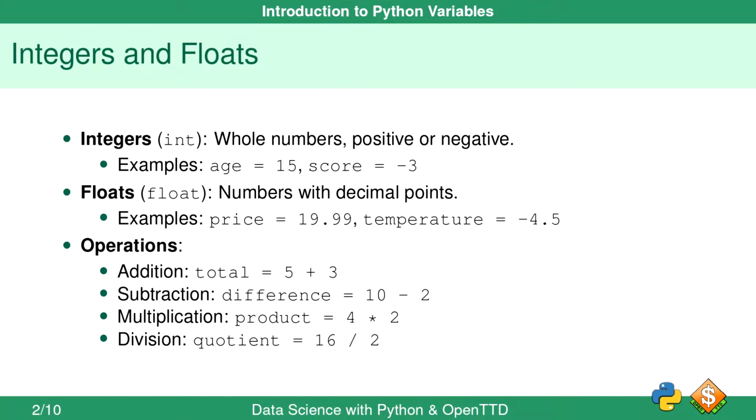We can perform arithmetic operations with these numbers. Addition might be total equals 5 plus 3. Subtraction could be difference equals 10 minus 2. Multiplication might be product equals 4 times 2. Division could be quotient equals 16 divided by 2.